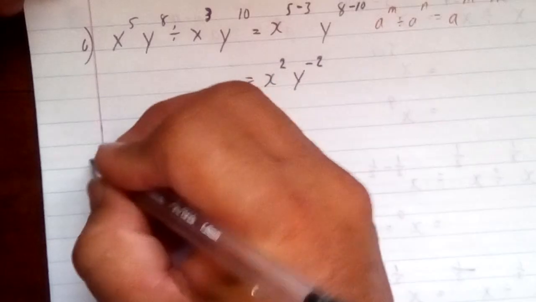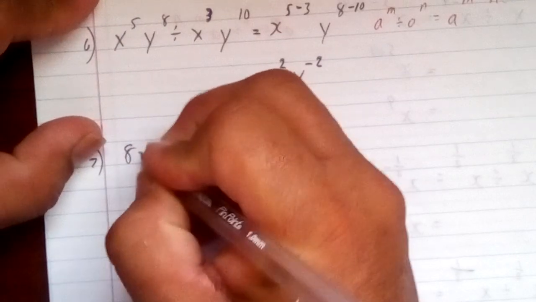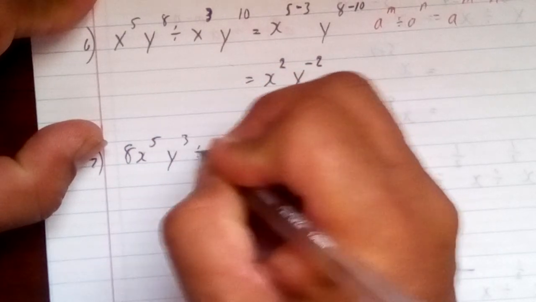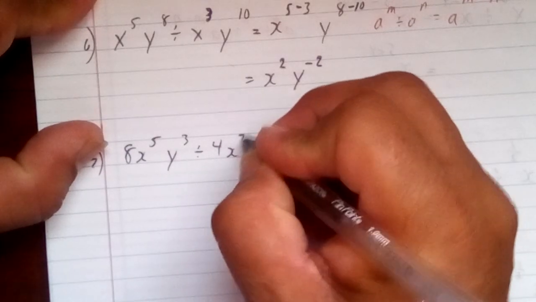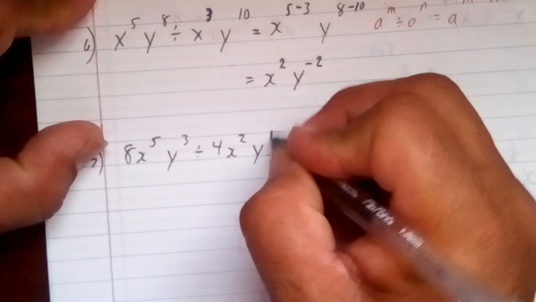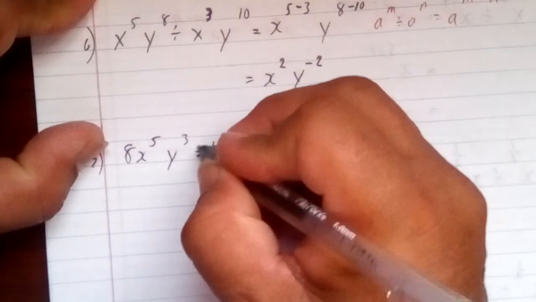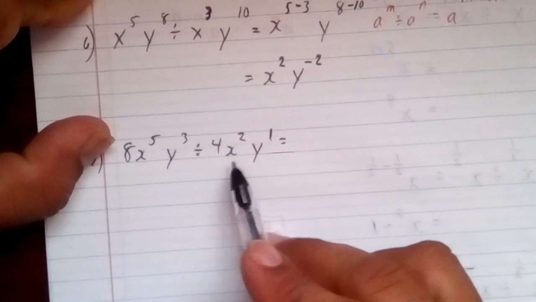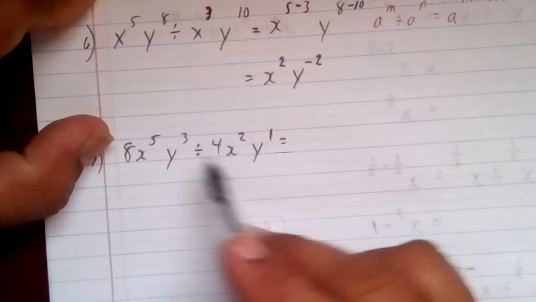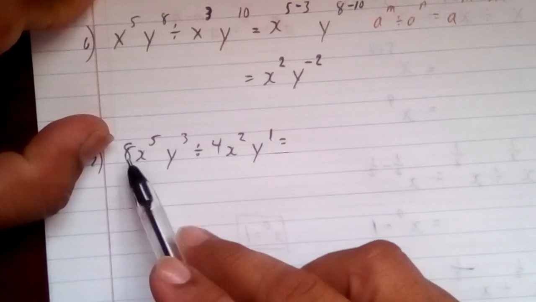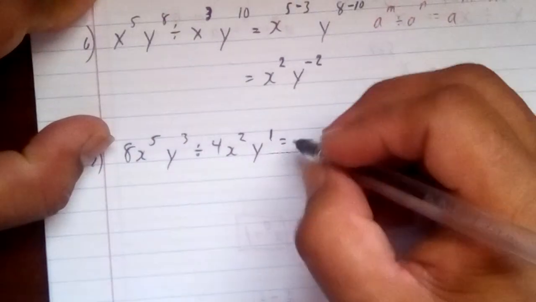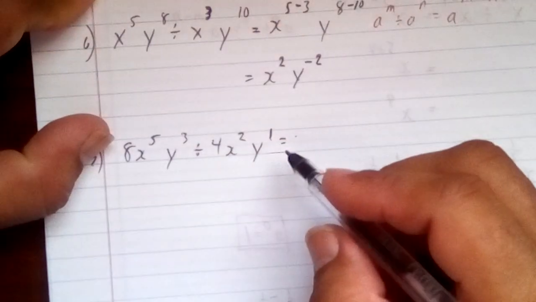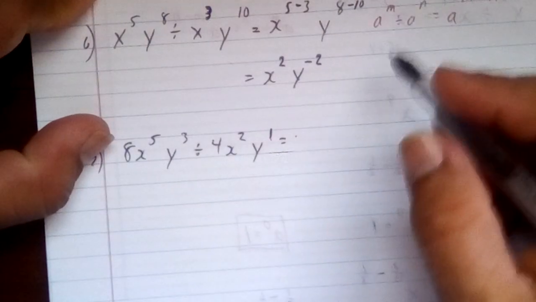We have now 8x to the 5th y to the 3rd divided by 4x squared y to the 1st. So that's our problem. Numbers with numbers, so we're going to say 8 divided by 4. You can put it here if you want, or you may express this slightly differently, but just remember, in this case we're just working with the indices.